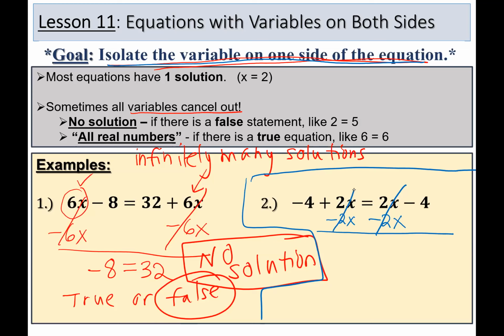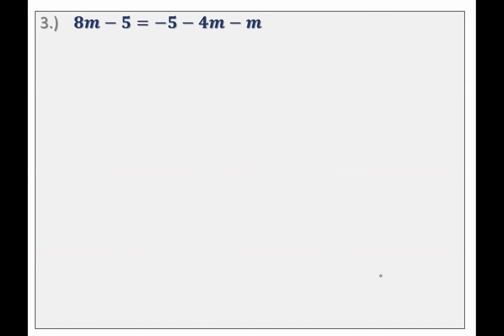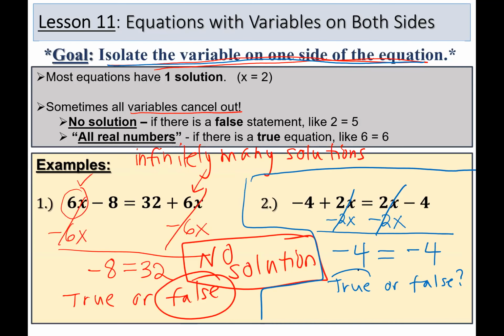So once again, the variables have canceled. Let's see what we have left over. On the left side, I have -4 equals, and then on the right side, I have -4. So -4 equals -4. Now we have to decide, since the variables canceled out, is this a no solution problem, or is this all real numbers? And remember, we get to ask, is this true or false? -4 equals -4, true or false? Well, it's true. -4 is definitely equal to itself.